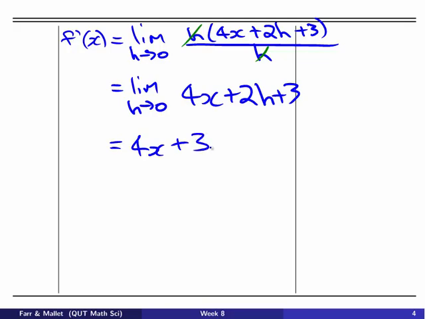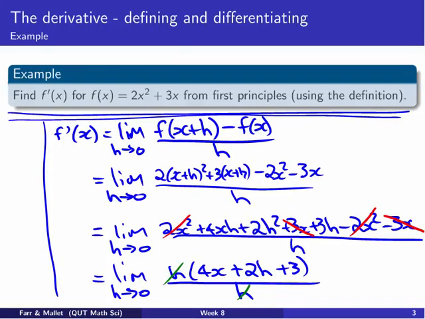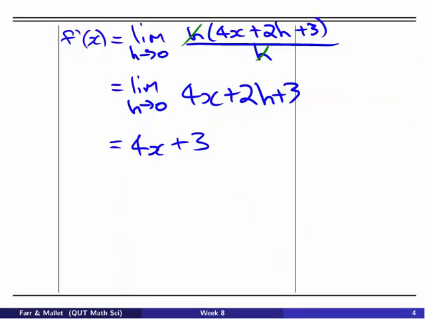Now that all the h's have gone, we've reached our result that the derivative of f with respect to x, or dy dx if you like, is equal to 4x plus 3. So that's our derivative, or our instantaneous rate of change for any x value of the function 2x squared plus 3x, found from first principles.